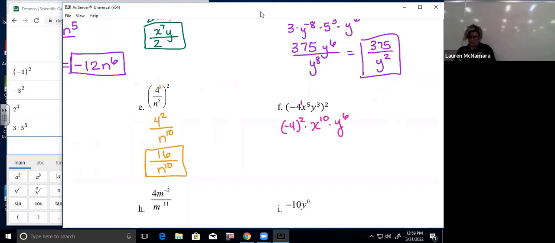So remember, there's a 1 that's there. You can go ahead and group that negative with that 4, because that's my coefficient of what's in my parentheses. So (-4) squared is going to be 16, x to the 10th, y to the 6th.